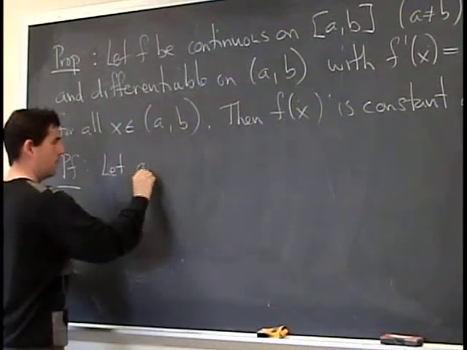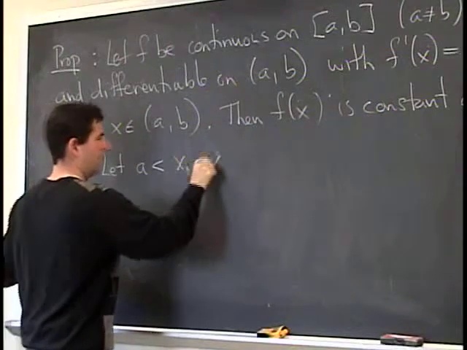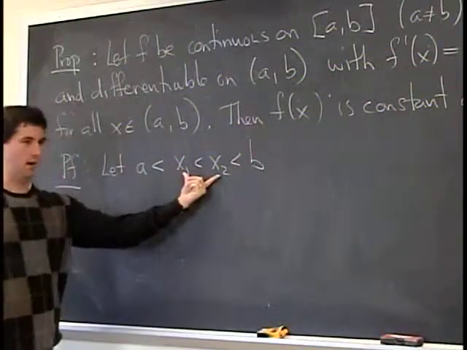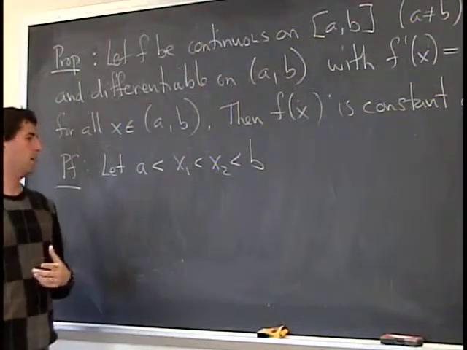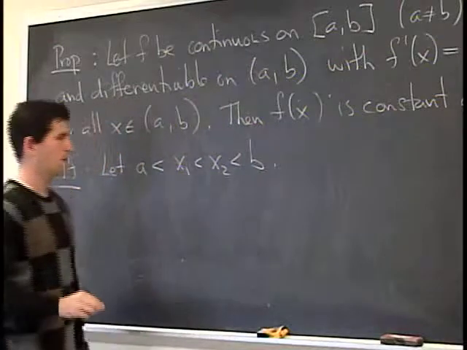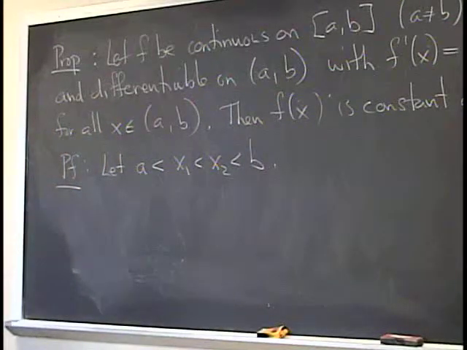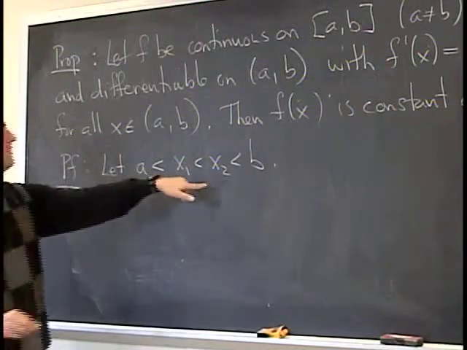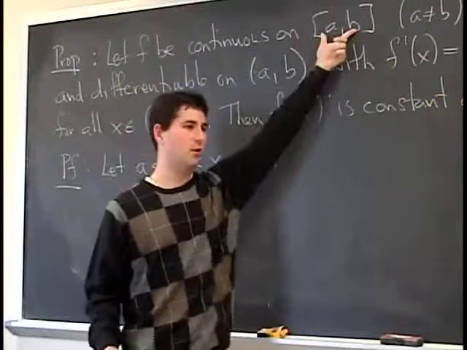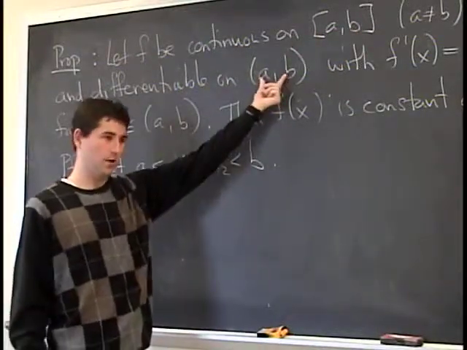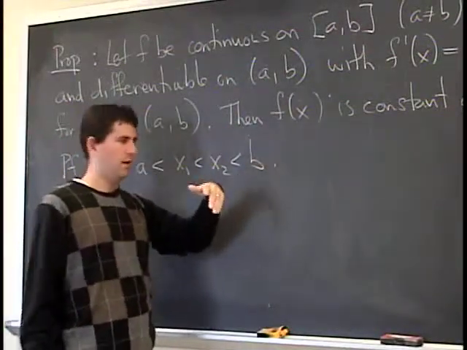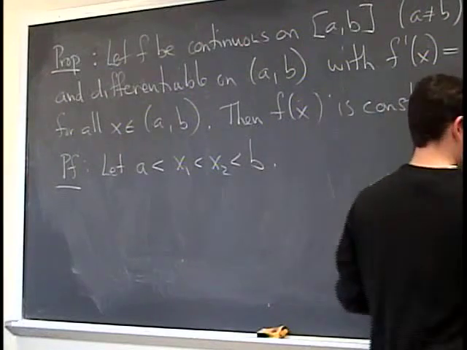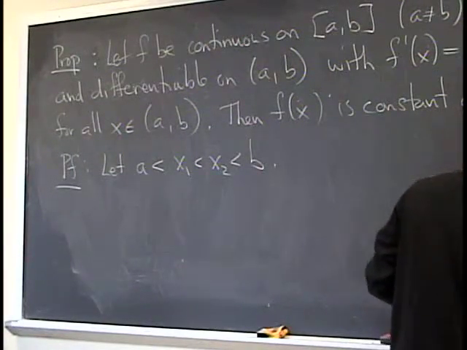So let's take two numbers, x1 and x2, somewhere in this interval, and they're just different numbers. Let me just say the hypotheses of the mean value theorem. The mean value theorem looks for functions which are continuous on a closed interval and differentiable on the open version of that interval. And when you have those hypotheses, what does the mean value theorem say? It says something like this.